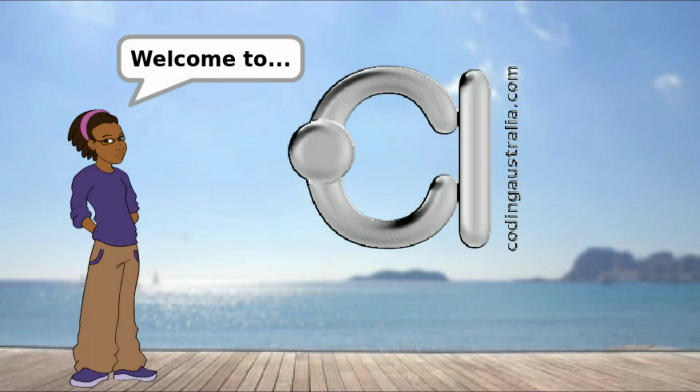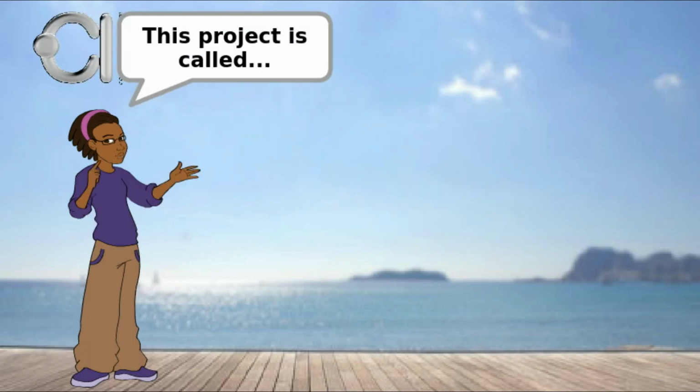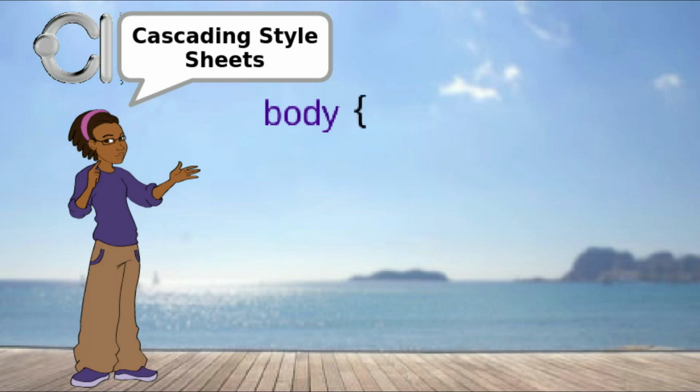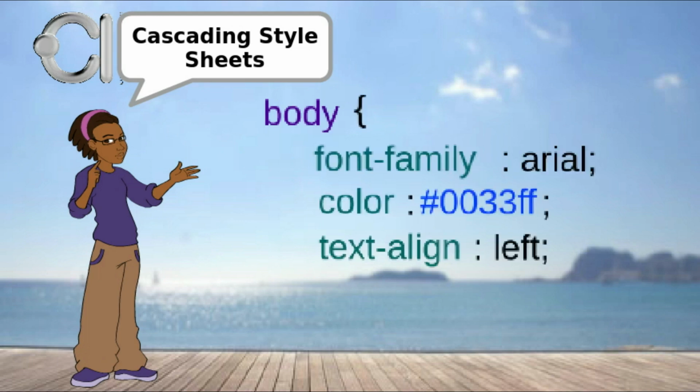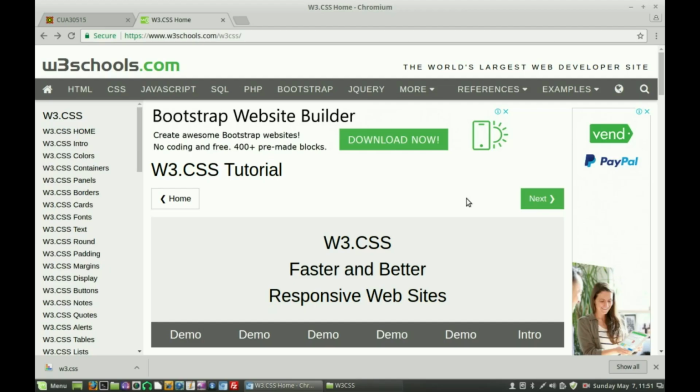Welcome to Coding Australia. This project is called Cascading Style Sheets. This is a set of W3.CSS videos going to show you how to write a website using the W3.CSS format, which is provided by W3 Schools, which in my humble opinion is a great place to learn to write websites. When you go to that address there, this is what comes up.